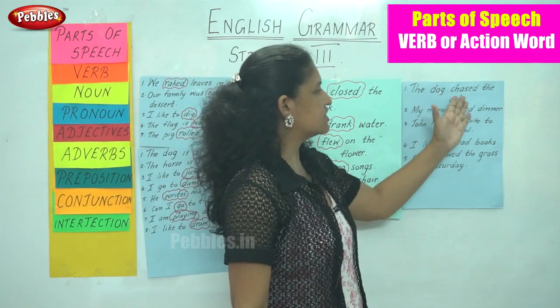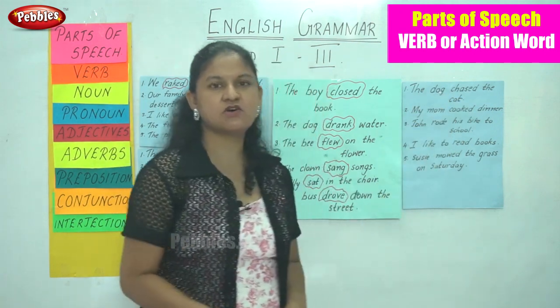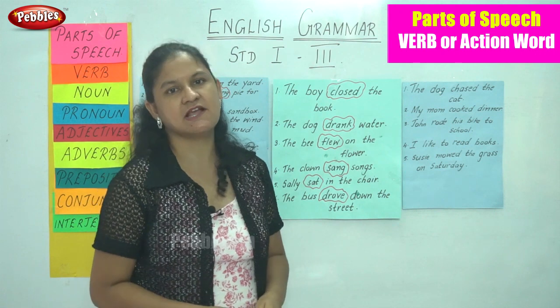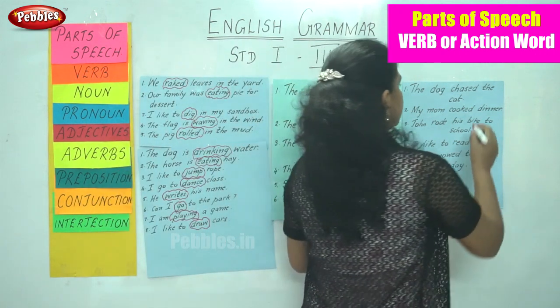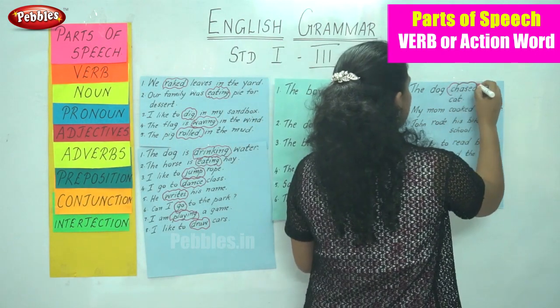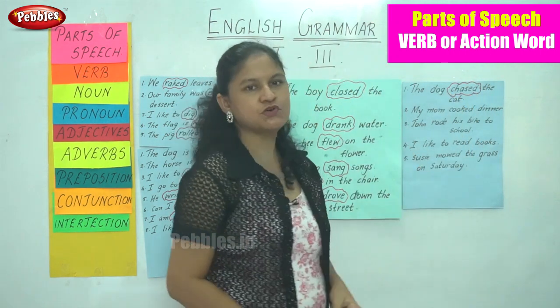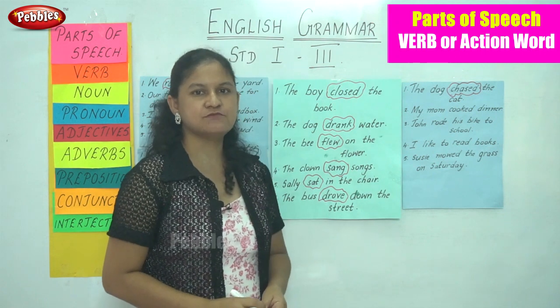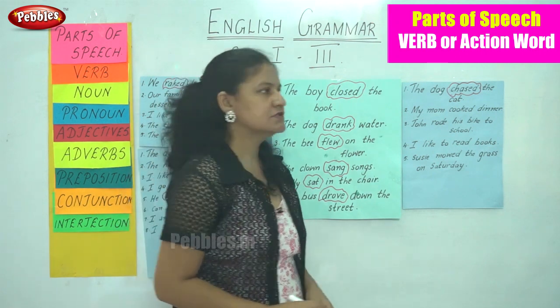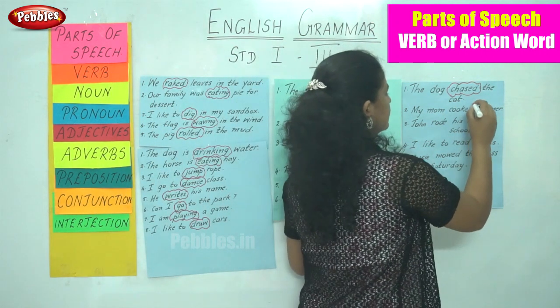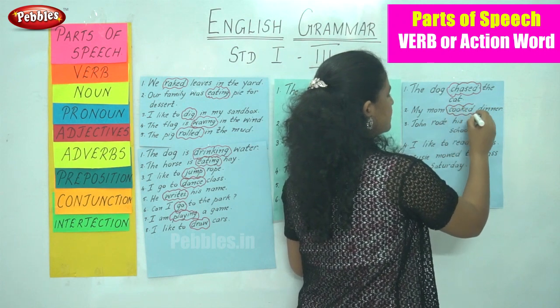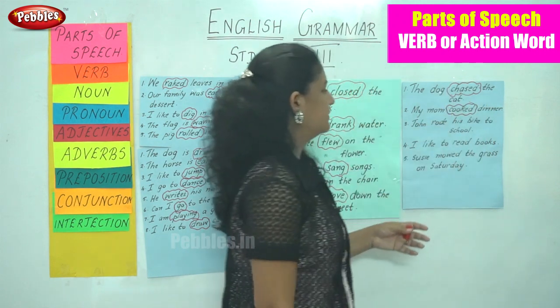The dog chased the cat. So what action is the dog doing? The dog is chasing after the cat. So the word chased becomes the verb or the action word. My mum cooked dinner. So what action is mom doing? She is cooking. So she cooked dinner. So cooked is the action word or the verb.